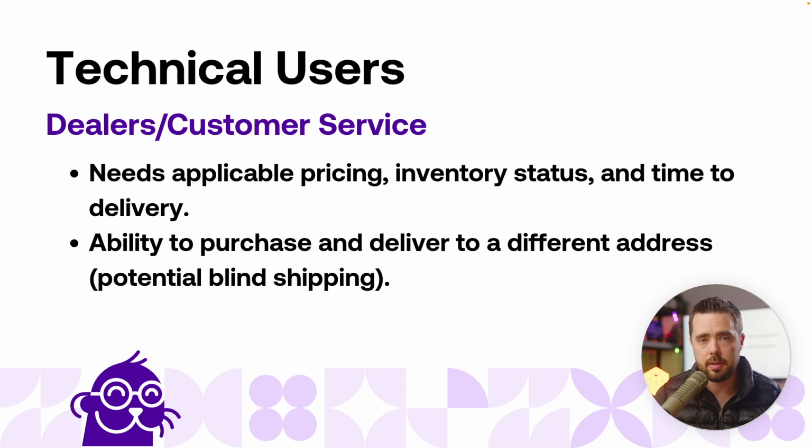They are going to need time to delivery, inventory status. They're also going to want their applicable pricing. So that means they need to be in the system somehow as a customer, probably in their own customer group, leverage that capability of your platform. But then they will often want the ability to purchase and then have it potentially blind shipping to a different address. Very different requirements in some ways, but also there's some similarities here.